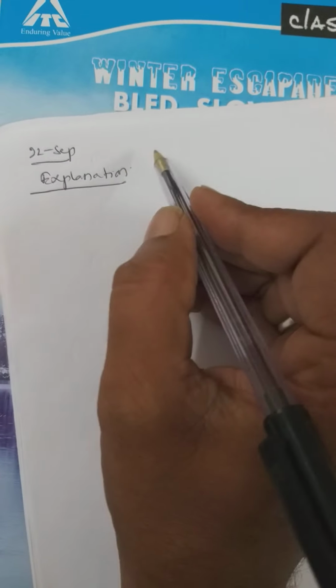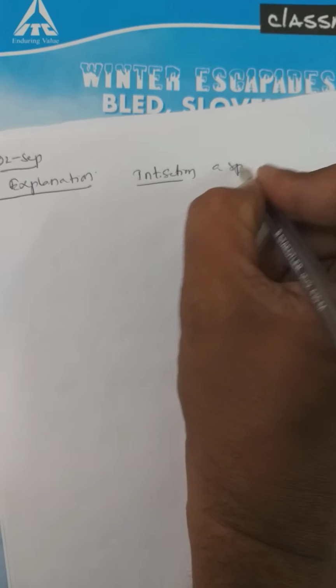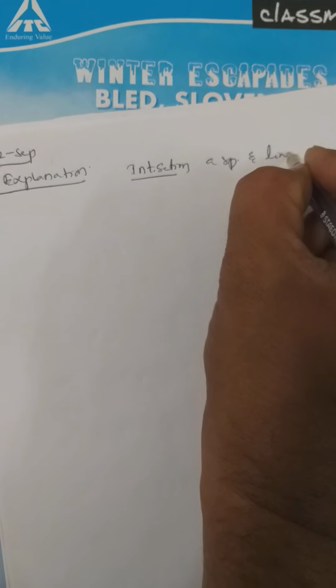Good morning, students. Now, explanation of intersection of a sphere and a line. I am writing the full spelling: intersection of a sphere and a line.